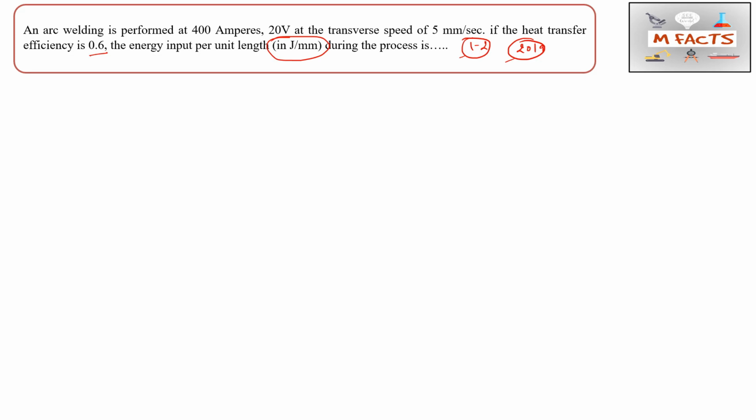So the given data for this question: 400 amperes is given, means current is given, that is 400 ampere. And 20 volt means voltage is also given, at the transverse speed of 5 mm per second. Speed we can write like that, speed S is equal to 5 mm per second. If the heat transfer efficiency is given, means eta h is also given, that is 0.6. So the energy input per unit length we need to find.